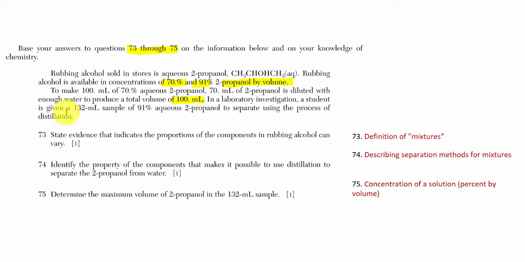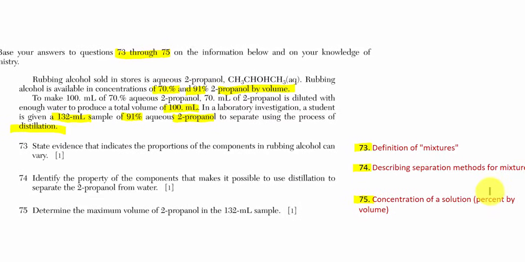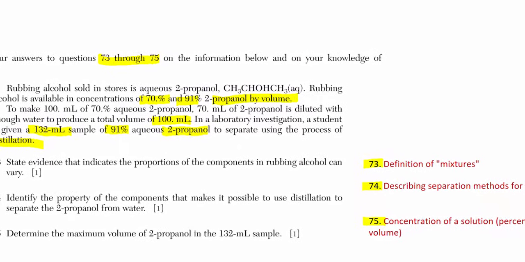In a laboratory investigation, a student is given a 132 milliliter sample of 91% aqueous 2-propanol to separate using the process of distillation. 3 questions will be asked here. To answer the first, you need to really understand what a mixture is. To answer the second, you have to understand different methods for separating mixtures. And to answer the third, you're going to have to understand this concentration percentage by volume value that they've given to us in the question. Let's go to 73.